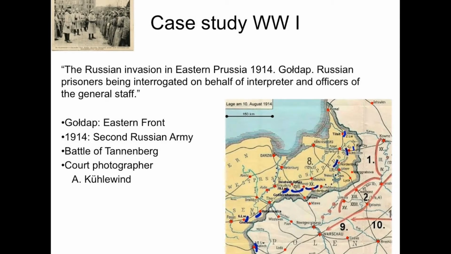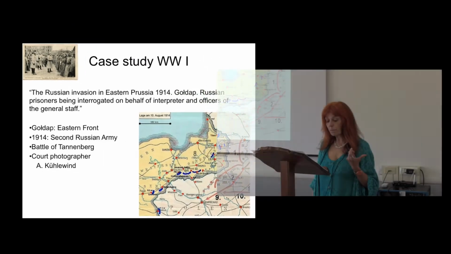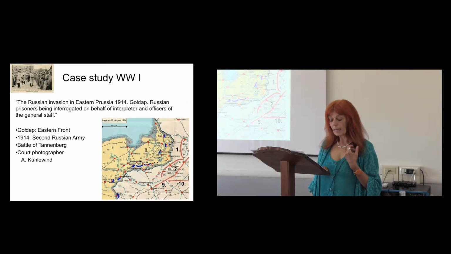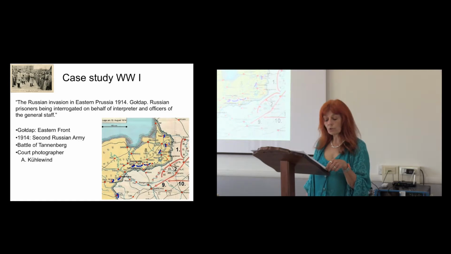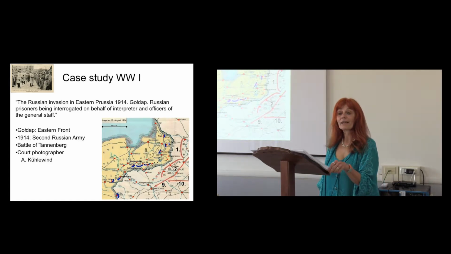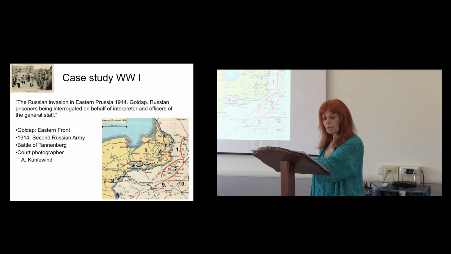The back of the postcard tells us that the photo was taken by the court photographer A. Kühlewind, official war photographer in Königsberg, today's Kaliningrad, a fact that supports the view of the postcard as a propaganda medium intended to persuade the German civilian population of their army's supremacy and its very masterly handling of situations like the one we see on the postcard.